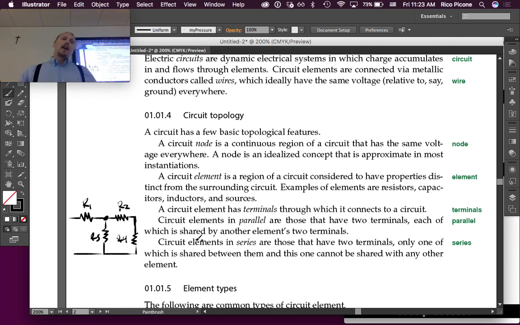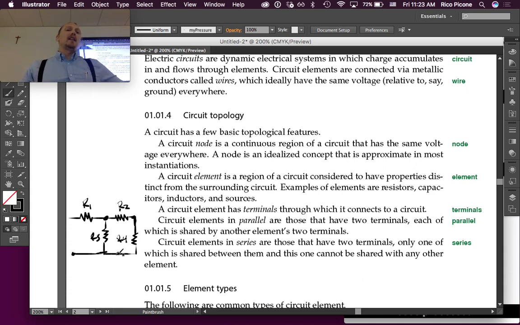However, it is easy to let your definition for parallel get mixed up here and think that R3 and R4 are in parallel, when in fact they're not, because they do share this node, but they do not share this node. So R4 is up here and R3 is over here, and there's a resistor in between.